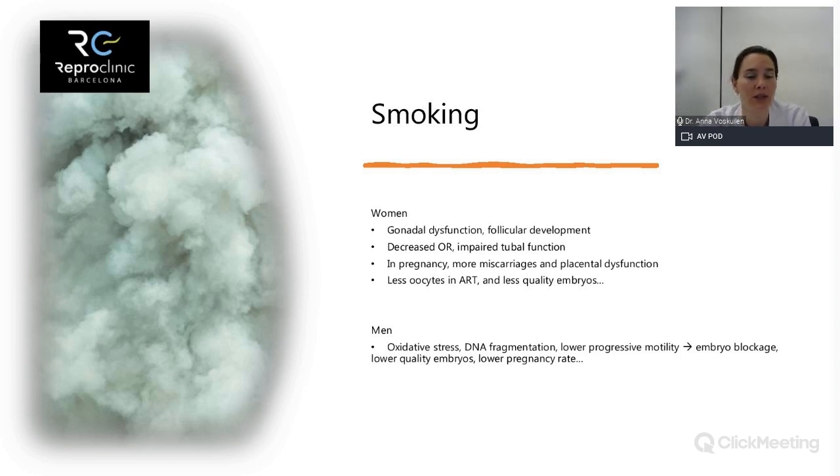And then, of course, this oxidative stress can affect women and men. In men, what it creates is DNA fragmentation again of the spermatozoids, and this can create lower progressive motility. The progressive motility is the ones that are moving ahead. Okay, so the spermatozoids can move vibrating or doing circles. The ones that are interesting are the ones that go ahead. Okay, this is the progressive motility. And also it could lead to embryo blockage, lower quality embryos, lower pregnancy rates.